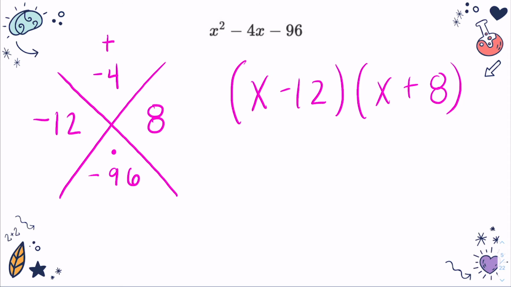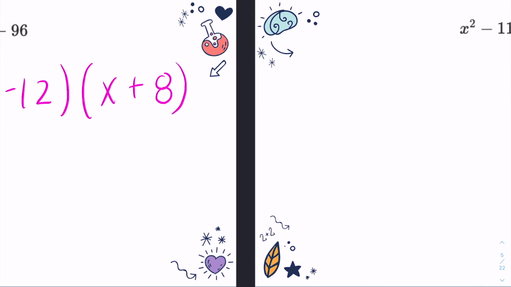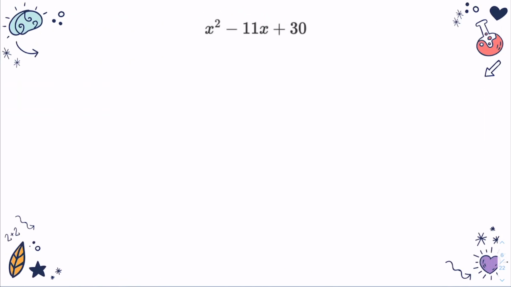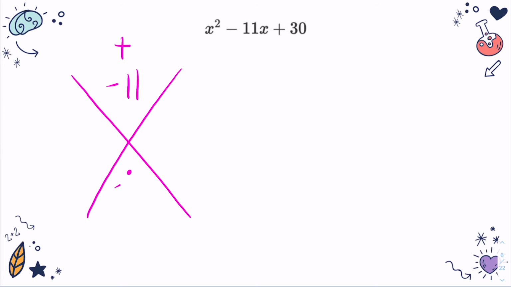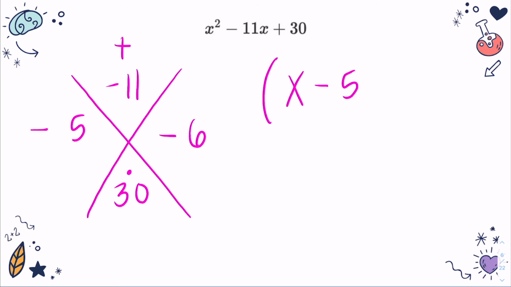Looking at our last example before you try some. x squared minus 11x plus 30. So since a equals 1, we're trying to find two numbers that add to give us negative 11, multiply to give us 30. And we can go through our factor pairs. And since we have a positive product and a negative sum, we know our factor pairs will both be negative numbers. And we find negative 5 and negative 6 to work. So then we get our answer straight from that completed x puzzle. x minus 5 times x minus 6.